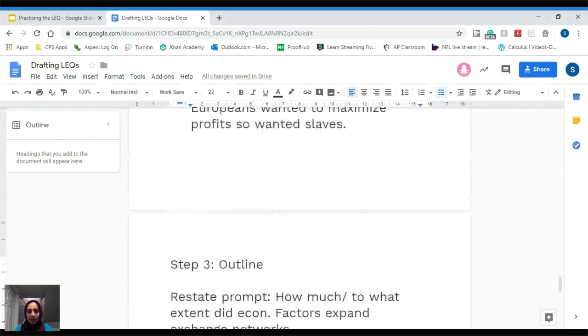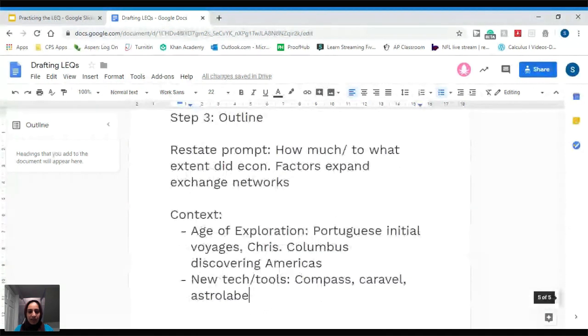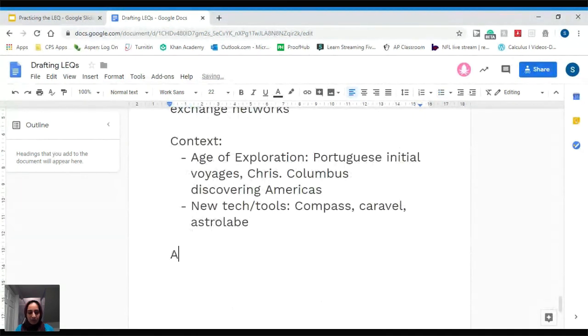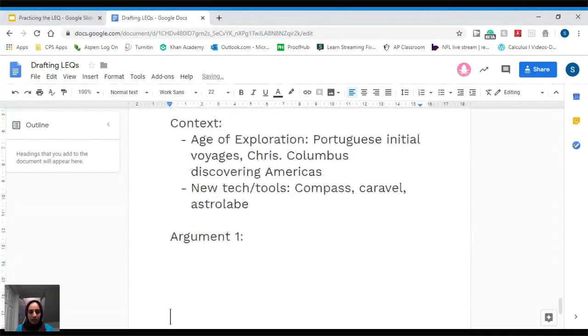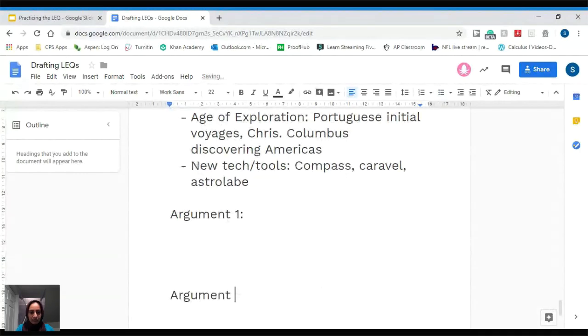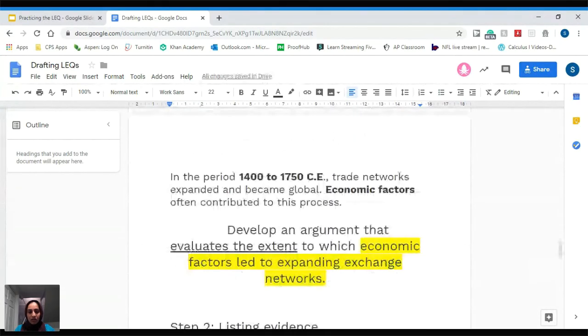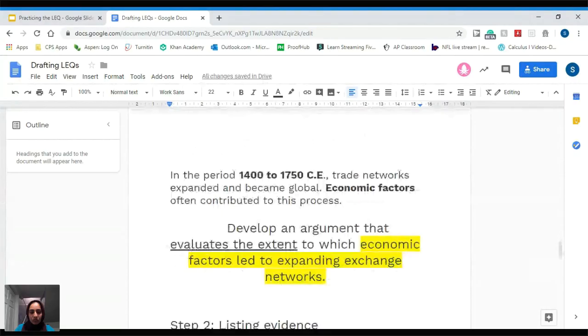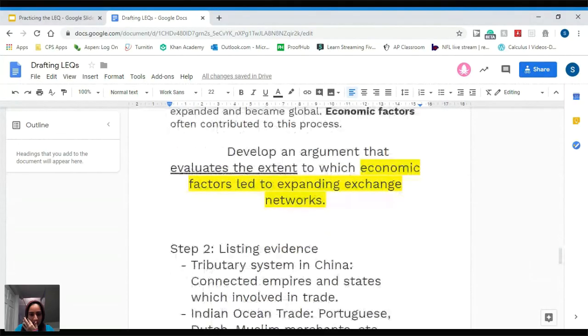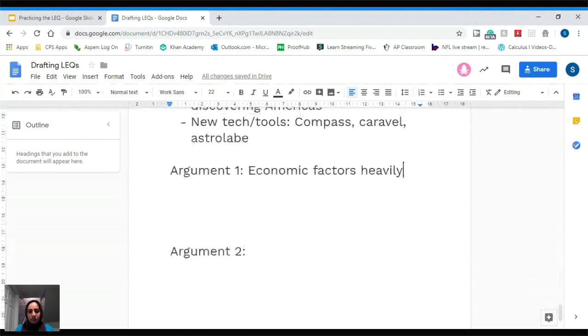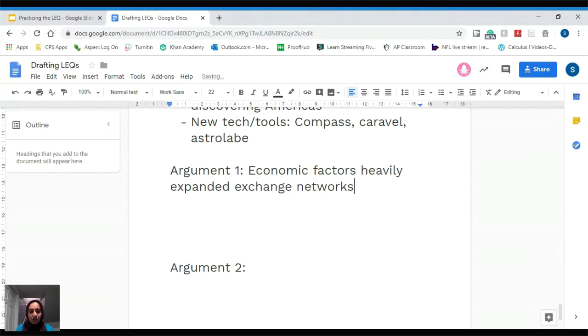And then I'm gonna kind of rush up the next parts because we're running out of time. So again, we're gonna have our argument 1, and then we're gonna have argument 2. So we could say economic factors heavily expanded exchange networks, or led to these expanding exchange networks.